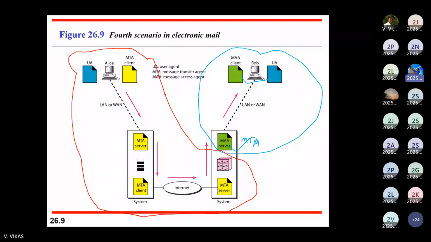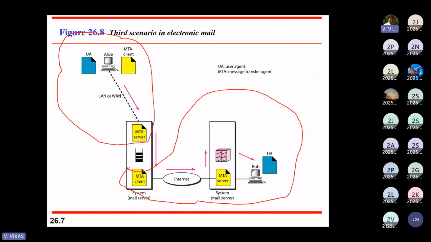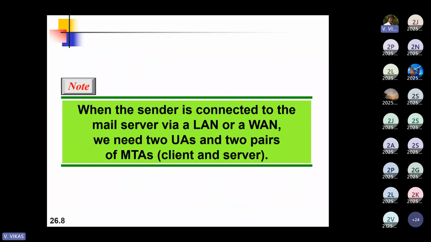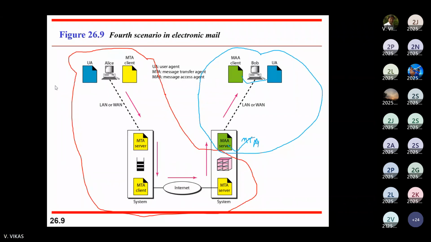Sir, MTA is message transferring, no, sir. Here that message should be accepted. Previously we were doing the same thing, right? We had the MTA server with Bob. Why can't I have the same thing, the MTA client and MTA server, here also? Anybody? What may be the difficulty?